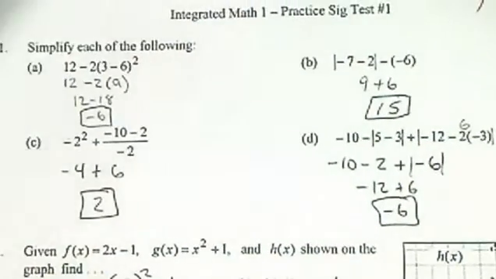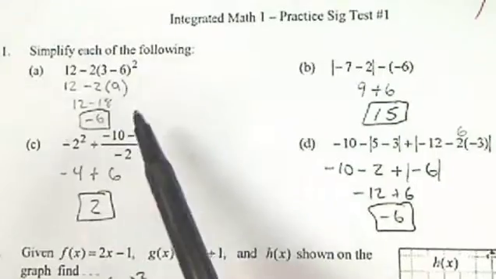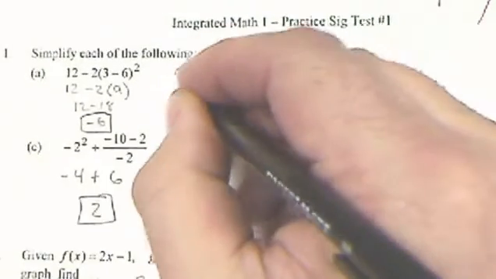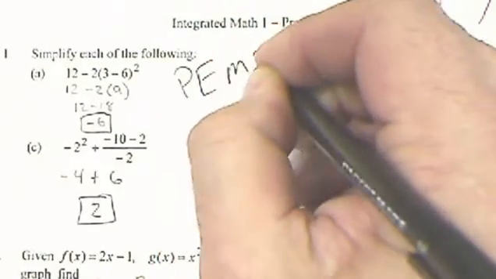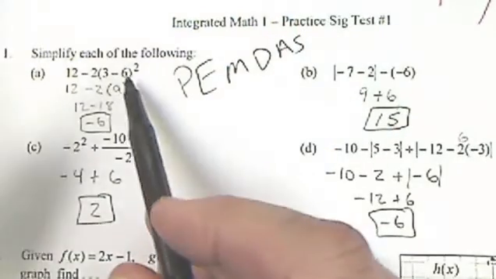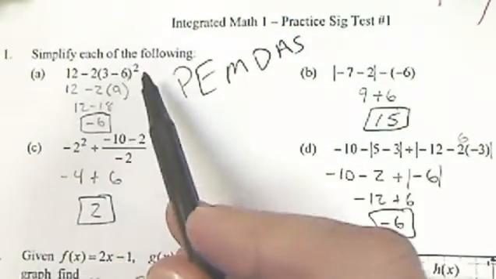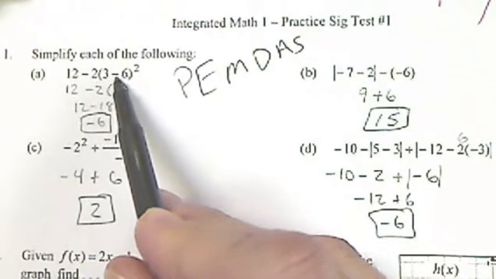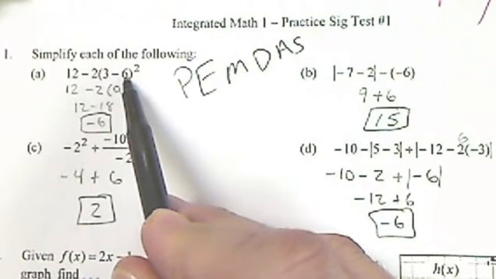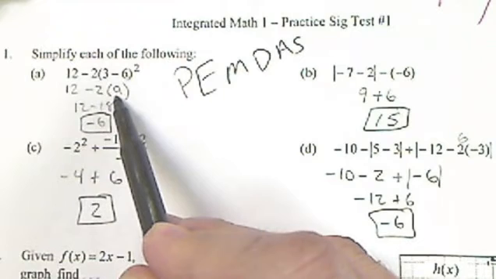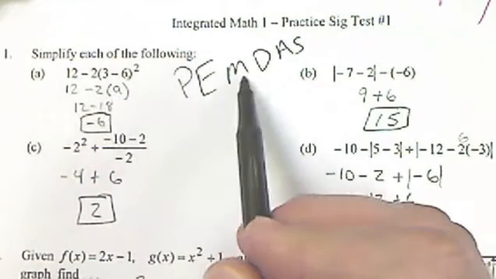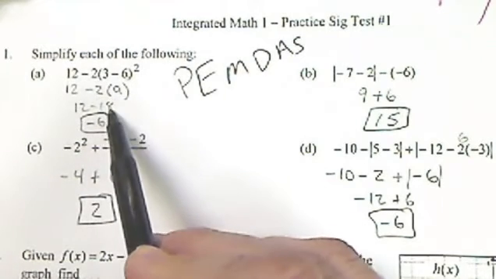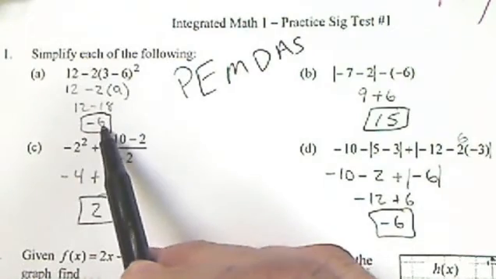Alright, here's our practice for the first Sig test. It's PEMDAS: Please Excuse My Dear Aunt Sally. So I'm going to do what's inside the parentheses first. So that's 3 minus 6, which is negative 3. Then you square it. That's how you get the 9. Then you do multiplication. Multiply those two together. You get the 18. Subtract. You get negative 6.